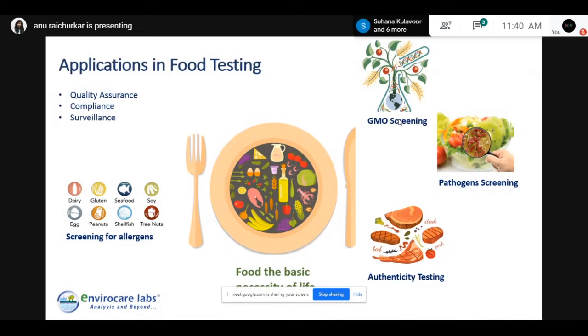Then the second thing is pathogen screening. Typically, the common microbiological techniques also can be used for screening of pathogens. Food, like we all know, may sometimes contain harmful organisms such as E. coli or Listeria or Salmonella. And these, even in small quantities, if consumed by a person, can have severe impacts on their health.